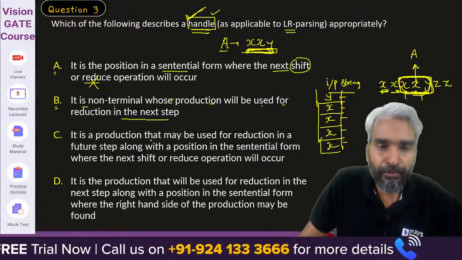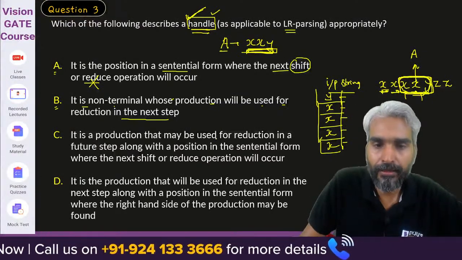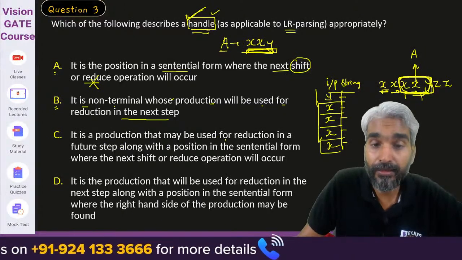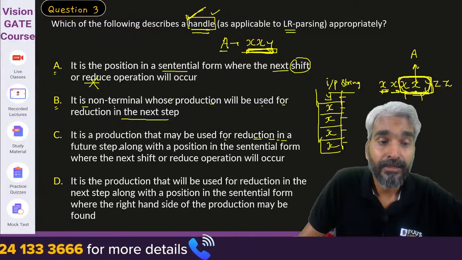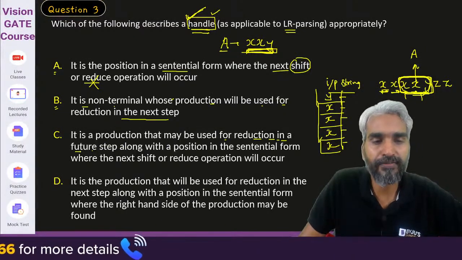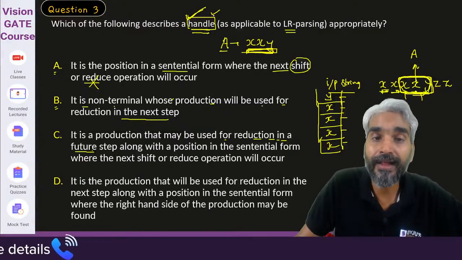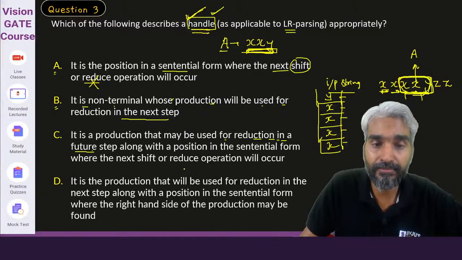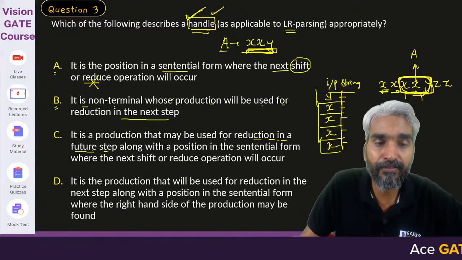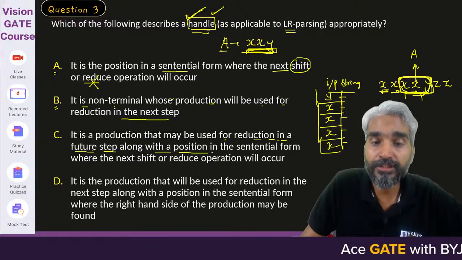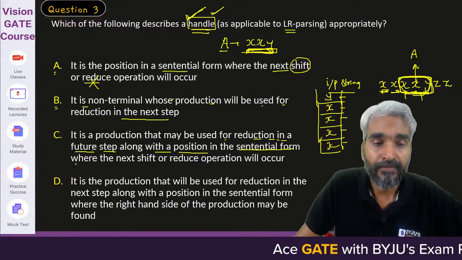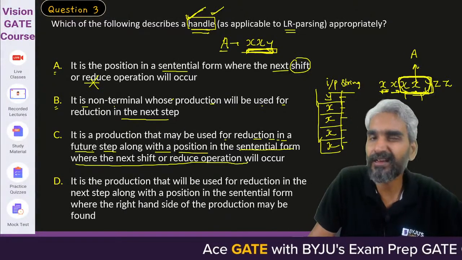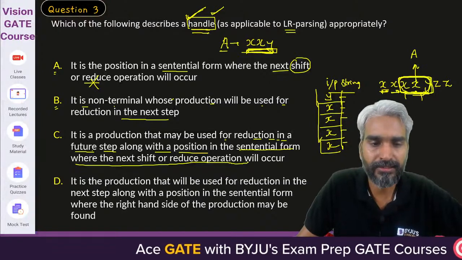So it is a production that may be used for reduction in a future step, not in a future step. If you have obtained a handle, then and there you will perform the reduction. It is a production that may be used for reduction in the future step along with a position in the sentential form where the next shift or reduce operation will occur. No, nothing is related to next shift or reduce.